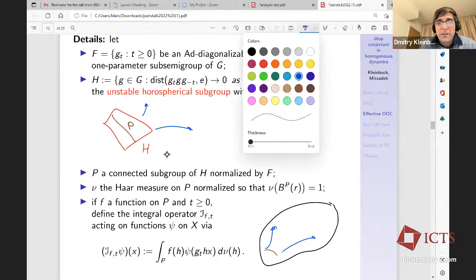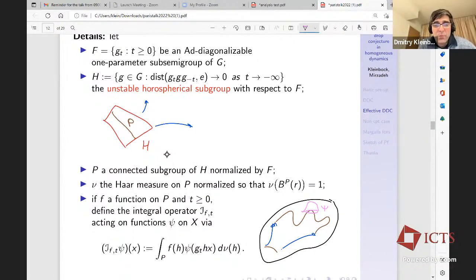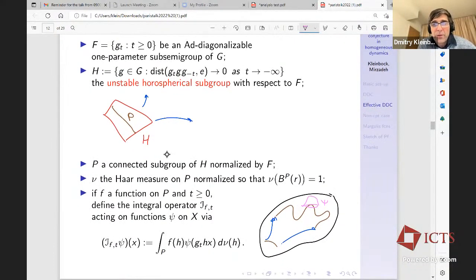So you get this stretch, and then you have a test function psi, and you average this psi over this stretch. So that's the definition. Okay, and we will play with these integral operators during the talk.